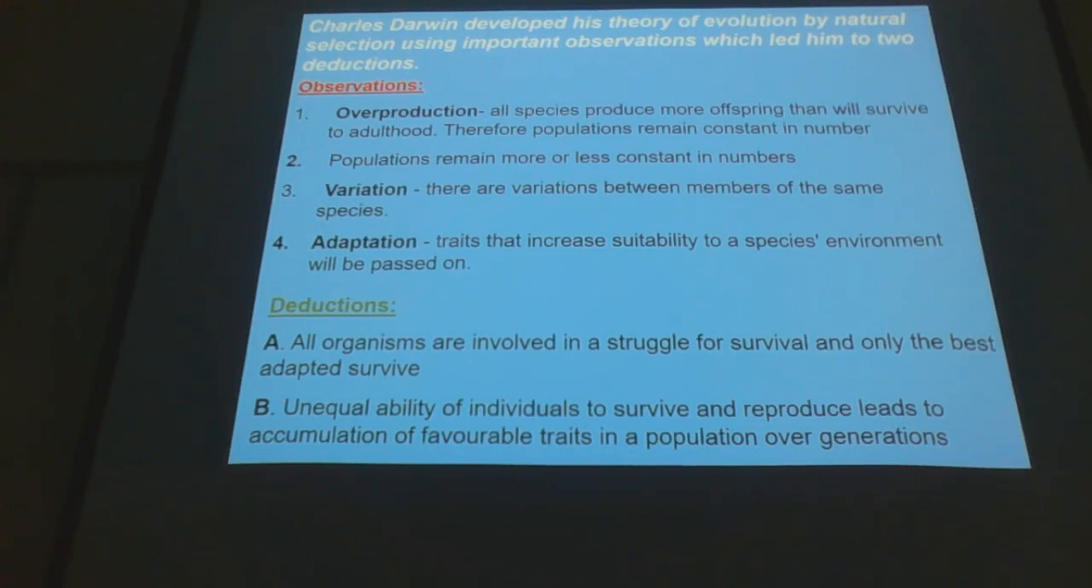Okay, so these are the four observations and the two deductions. First of the deductions that he made after his observation. All organisms involved in a species are involved in a struggle for survival. And only the ones that are stronger in that environment, best adapted to those conditions of the environment, will survive. And the different ability of surviving and reproducing of individuals in a certain population leads to the accumulation of the favorable characters or traits or genes or mutations in that particular context, in that particular environment, over the course of generations. So there will be a selection of traits. The selection is determined by the environment and nothing else.